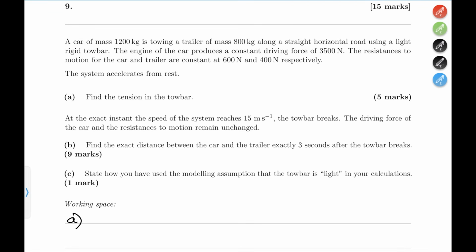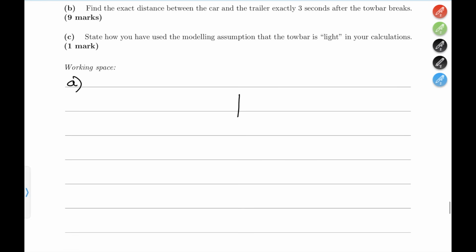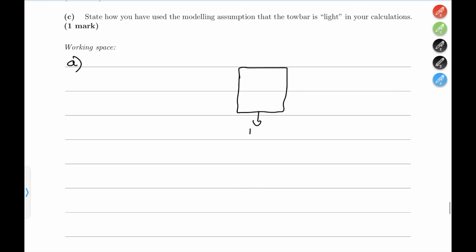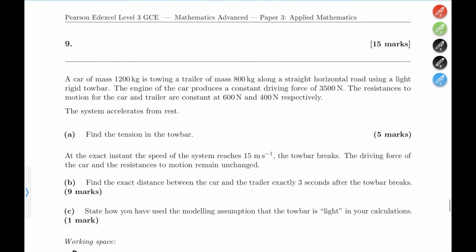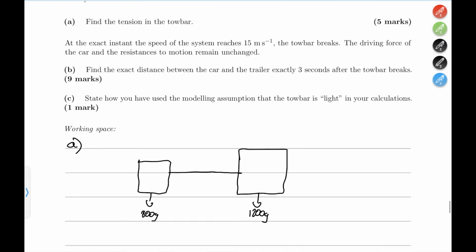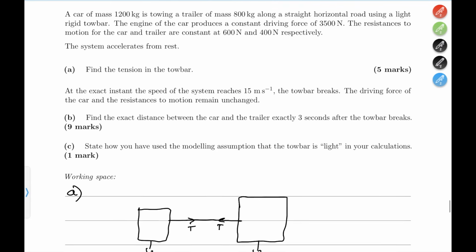So they've given us the fact that a car of mass 1,200 kilograms is towing a trailer of mass 800 kilograms along a straight horizontal road, and it's using a light rigid tow bar. So let's draw this out. So this will be our car of mass 1,200, and it's towing a trailer of mass 800 kilograms. So 800g. And it's got a light rigid tow bar. So I'm going to draw my tensions here. There's my tensions.